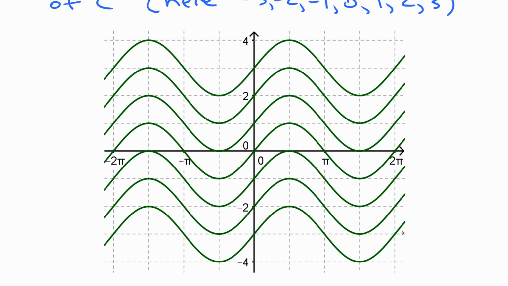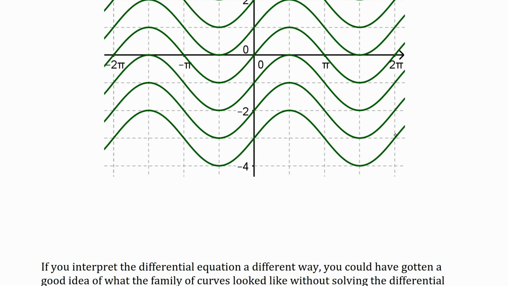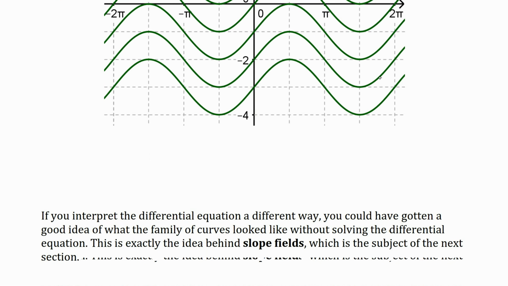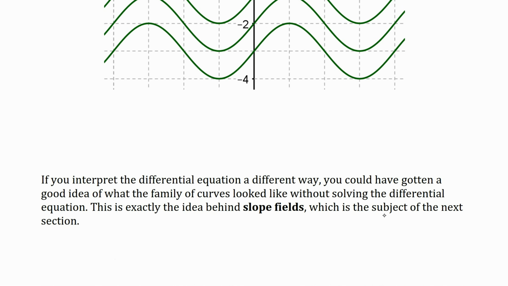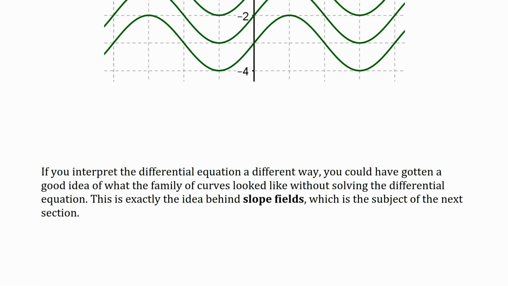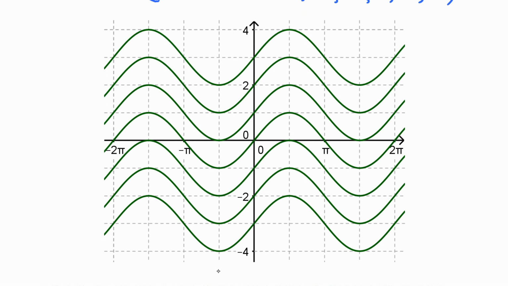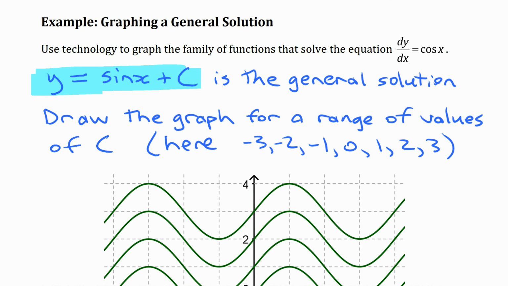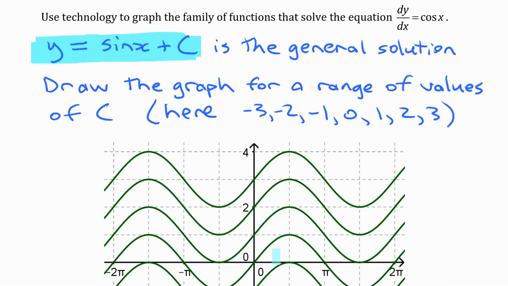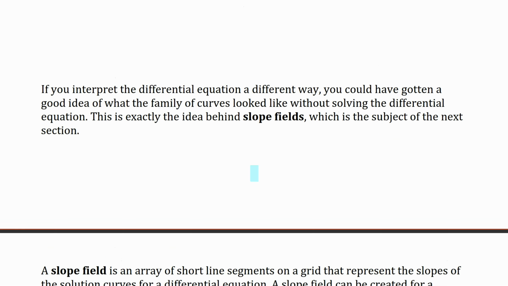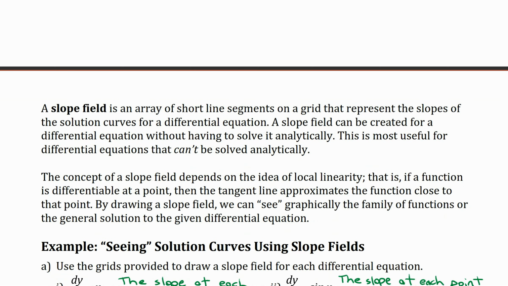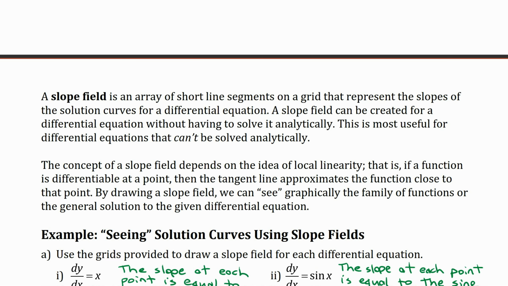This visual is a lead into the second part of this section, which is slope fields. If you interpret the differential equation a different way, you can get a good idea about what the solution looks like without even solving it. That's what slope fields are about. A slope field is a drawing where you have an array of little line segments on a grid that represent the slopes of the solution curves.